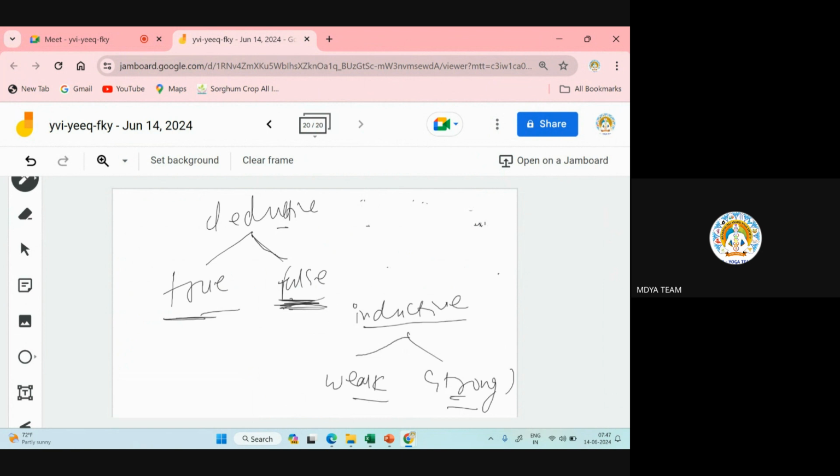If you have many premises, for example, I have been going to my friend's house for the last 1 year, last 2 years, and I'm saying that from the last 2 years, whenever I go to my friend's house, his dog barks at me. So is it a weak or strong argument? Strong, sir. It is a strong inductive argument because I have lots of experience, lots of particular cases, lots of particular scenarios. On the basis of that, I am coming to a general conclusion: every time his dog barks at me.